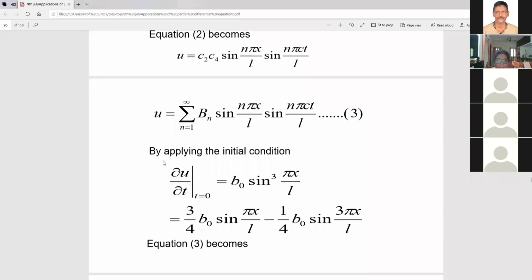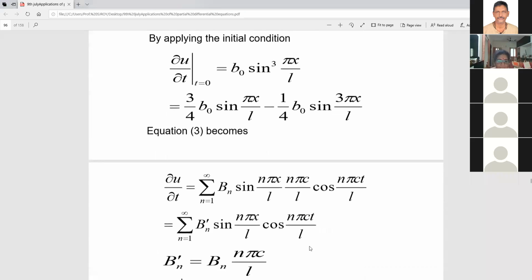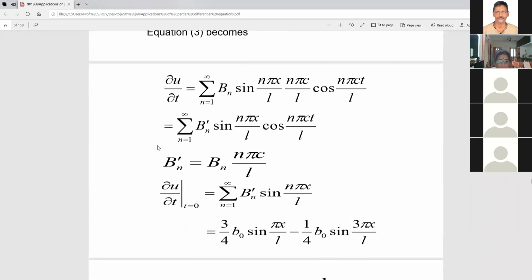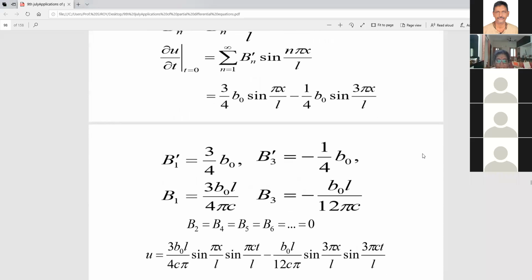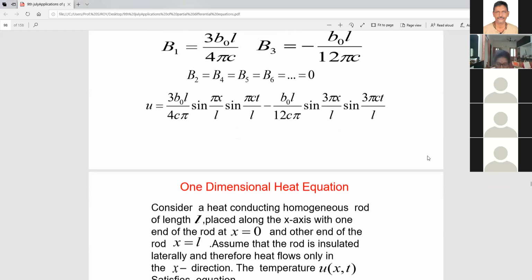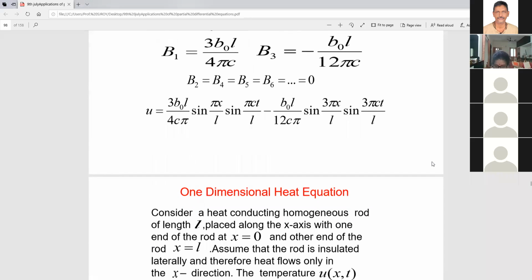And see here the comparison comes. This is the final solution. Comparison comes into the picture. Compare and then give the answer. That's it. Of course, you have to do some simple algebra and get your solution. Okay. So that is about your wave equation.